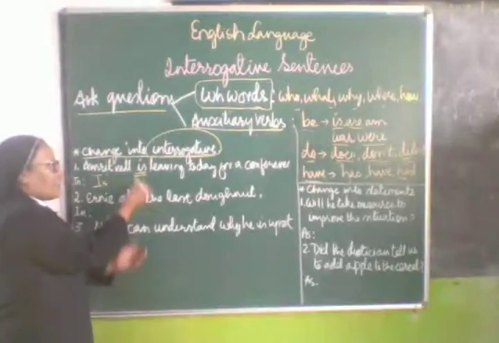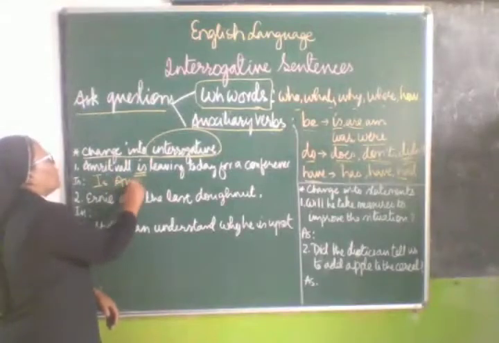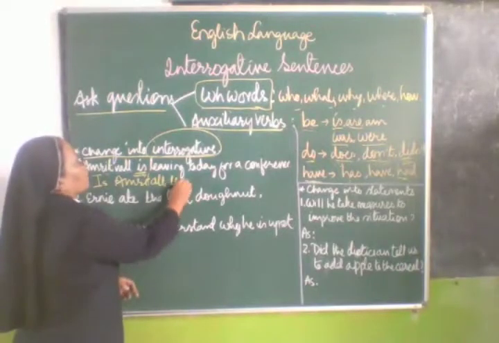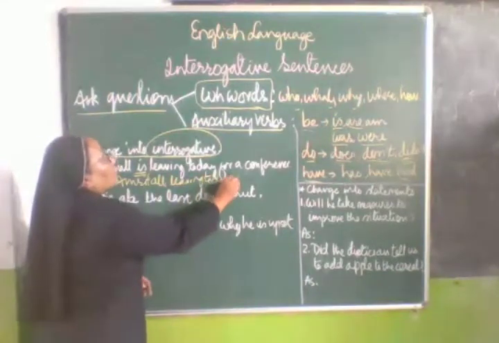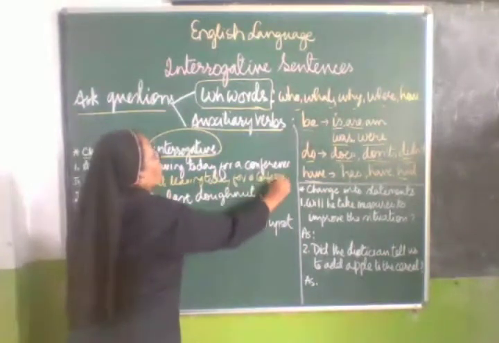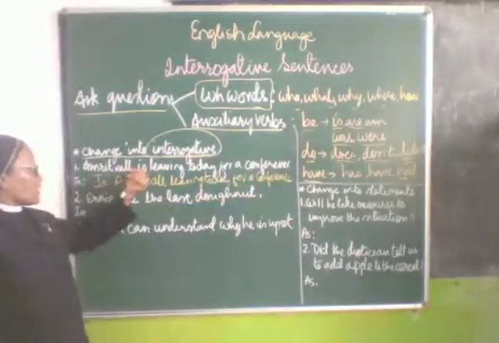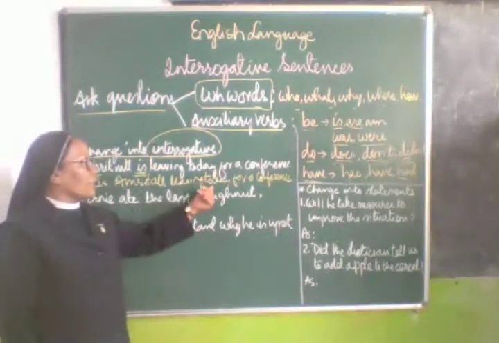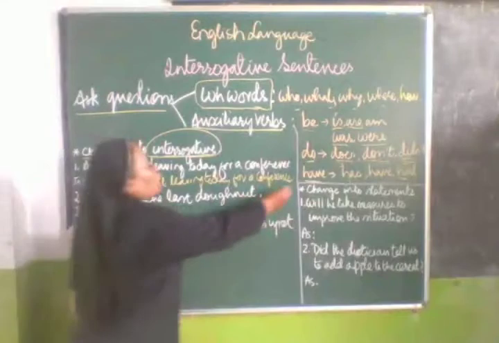So is, now the subject. All right, so we are reversing the place. Is now Amritvali leaving today for a conference. Okay, so up to here I have done it. See, is. So I have used the auxiliary verb is. Amritvali leaving today for a conference. So I put a full stop here.